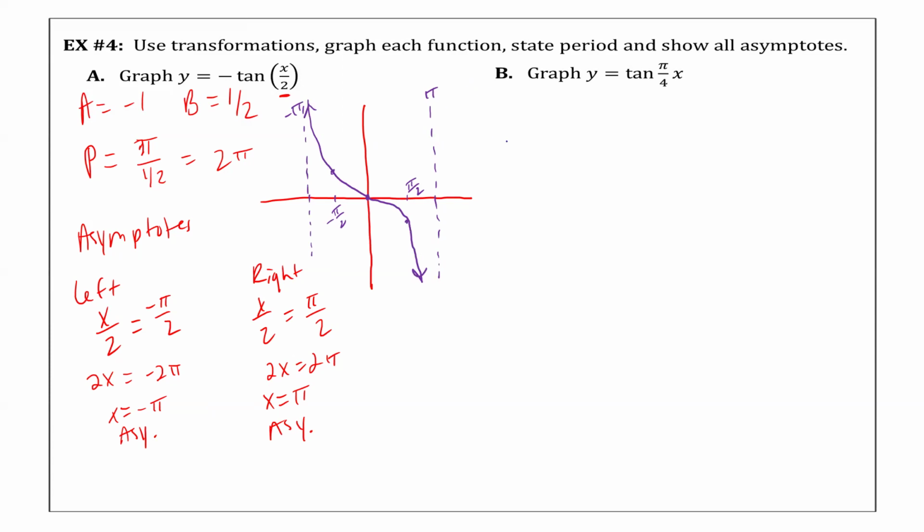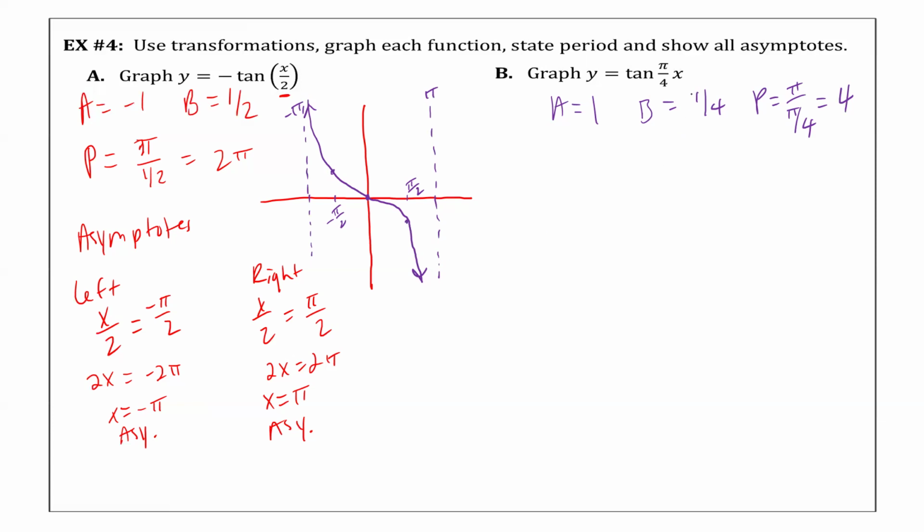All right, we're going to repeat the same thing here. We're going to identify A, B, and our period. So A equals positive 1, B equals pi over 4. Therefore, our period equals pi divided by pi over 4, which equals 4. Your pi's are going to cancel out, so you get 4.